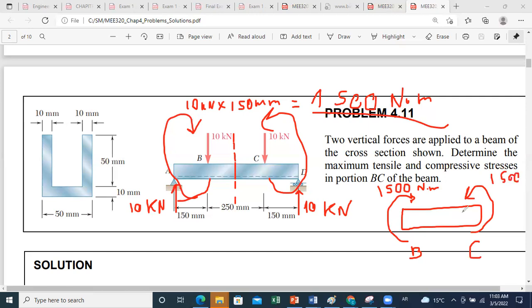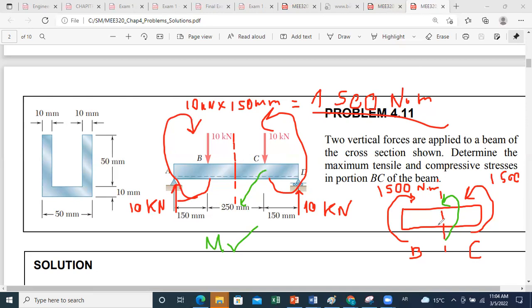And therefore, if I do any cut here and I reject the other part, the bending moment developed in this section should oppose this one and should be equal to 1,500 Newton meter. So now I determined M, okay? And M is a positive moment along this direction, which is perpendicular to the screen, and it's compressing the upper part, and it's leading to the tension of the lower part.